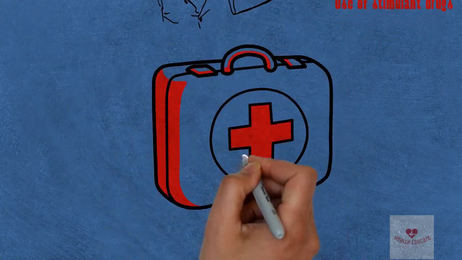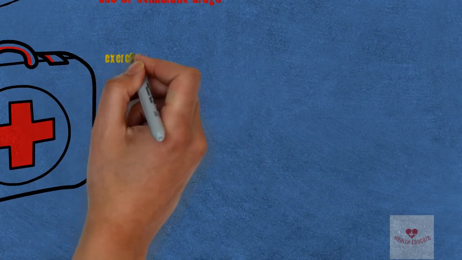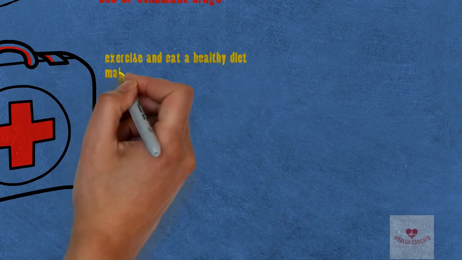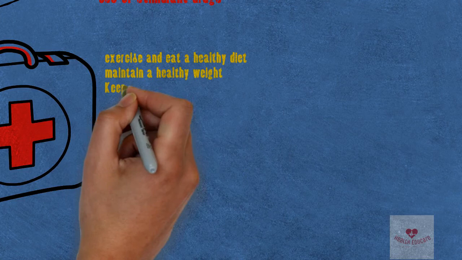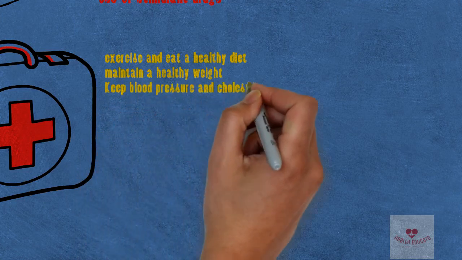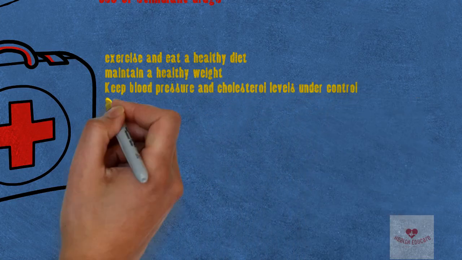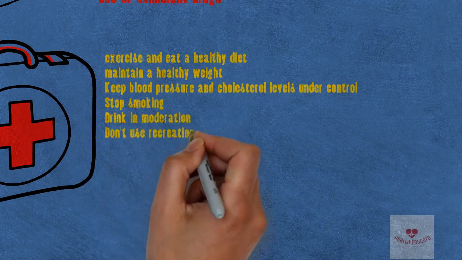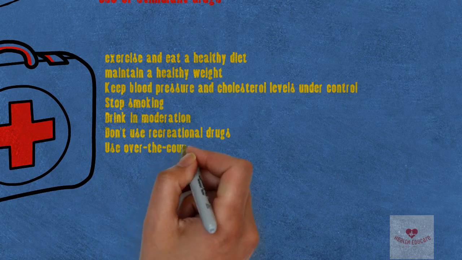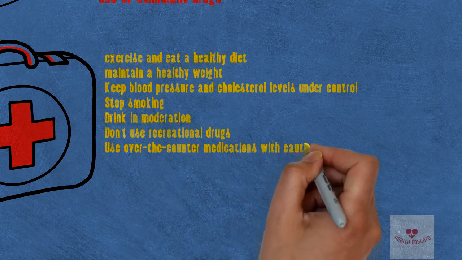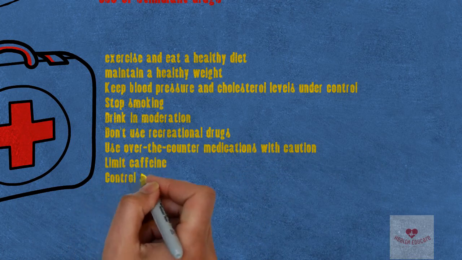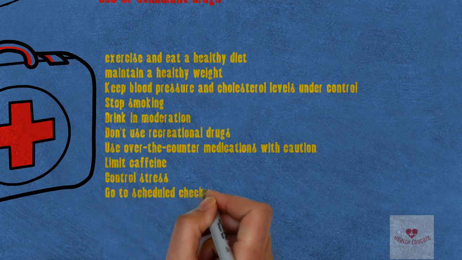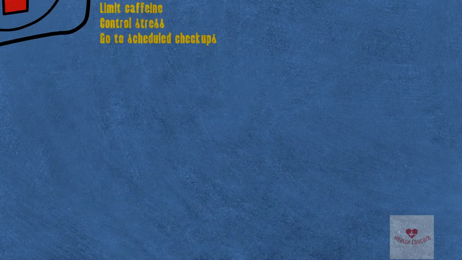Prevention of these risk factors includes: exercise and eat a healthy diet, maintain a healthy weight, keep blood pressure and cholesterol levels under control, stop smoking, drink in moderation, don't use recreational drugs, use over-the-counter medications with caution, limit caffeine, control stress, go to scheduled checkups.